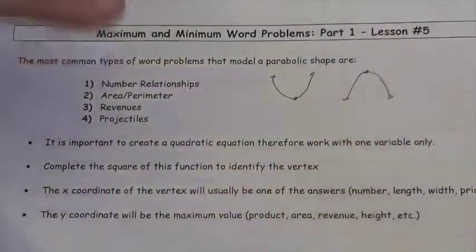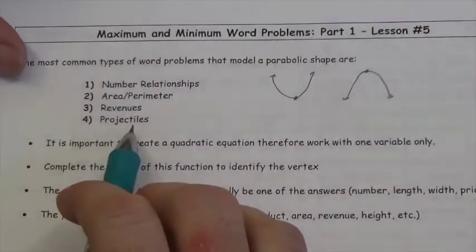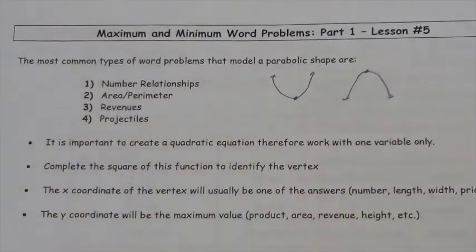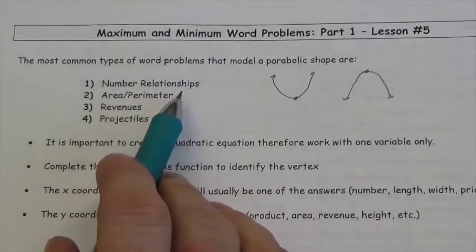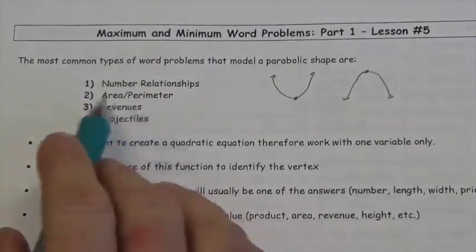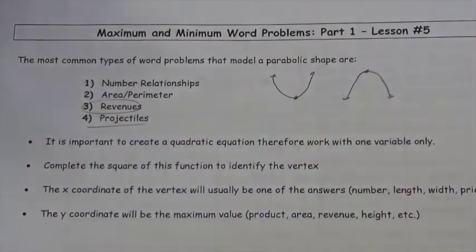And being able to find those maximum and minimum values is a really important skill, and it's something that's going to be exploited quite a bit when you get to calculus. For right now, we're just going to look at a specific little set of questions that can be modeled quite easily with a quadratic. So we're going to look at number relationships, area and perimeter problems, revenues, this is a big one, and then projectiles.